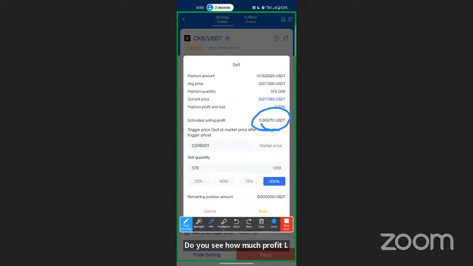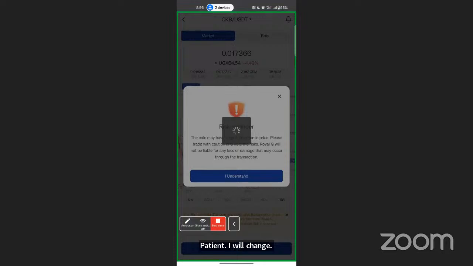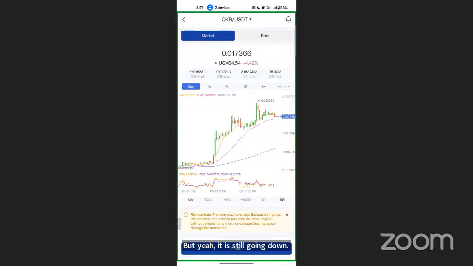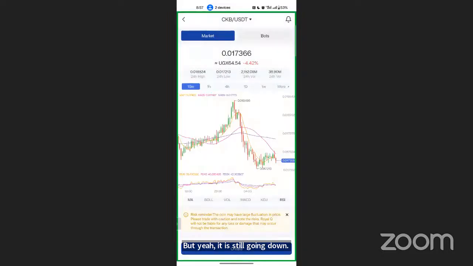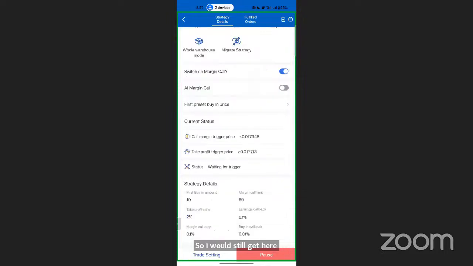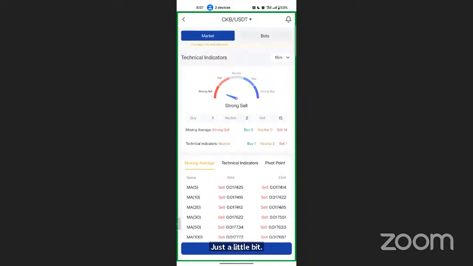But if I'm a little bit patient, I could change this and I enter like a 4-hour time frame. But here it is still going down, so I will stay here in 15 minutes. So I could still get just a little bit down on the pivot point. So I could decide to say, no, I will sell at resistance 1. Am I making sense to someone? Or I will sell at this price.